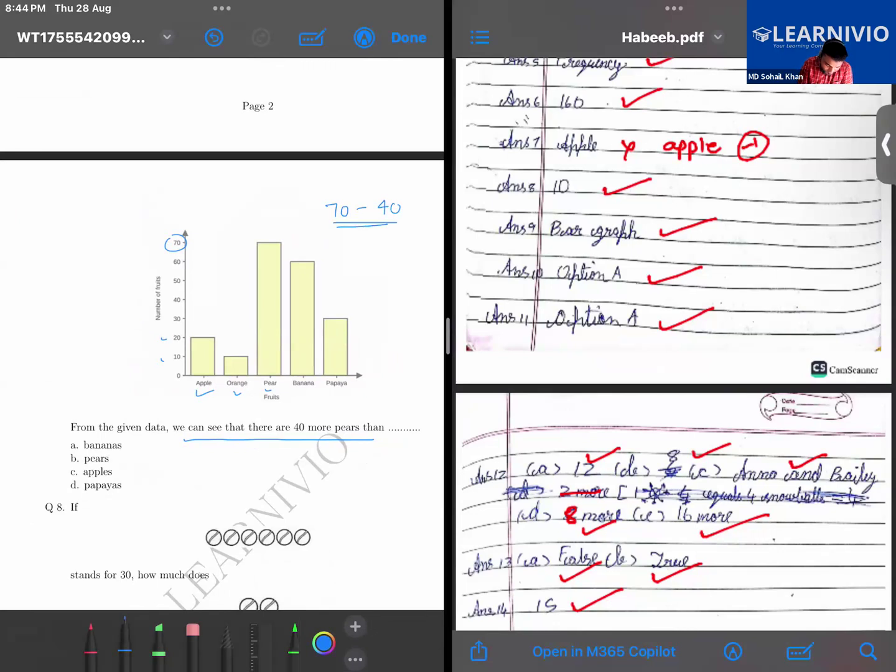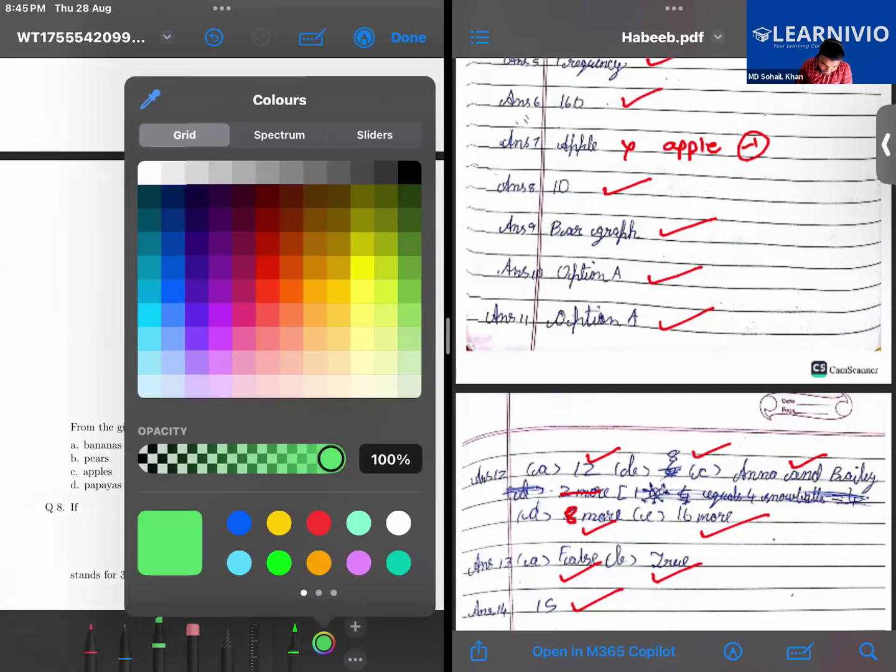The 40 more pears, then it means that we will subtract 40 from 70. So that is 30. So it is corresponding to papaya, no? Right? So there are 40 more pears than papaya. Getting it or not? Yes. Let me repeat this if you're not getting it. And others, what about you guys? You getting it?